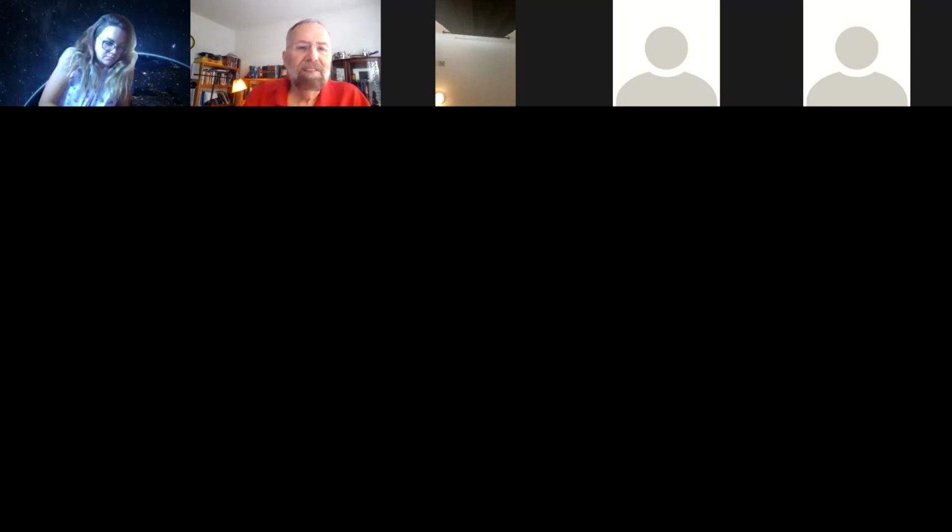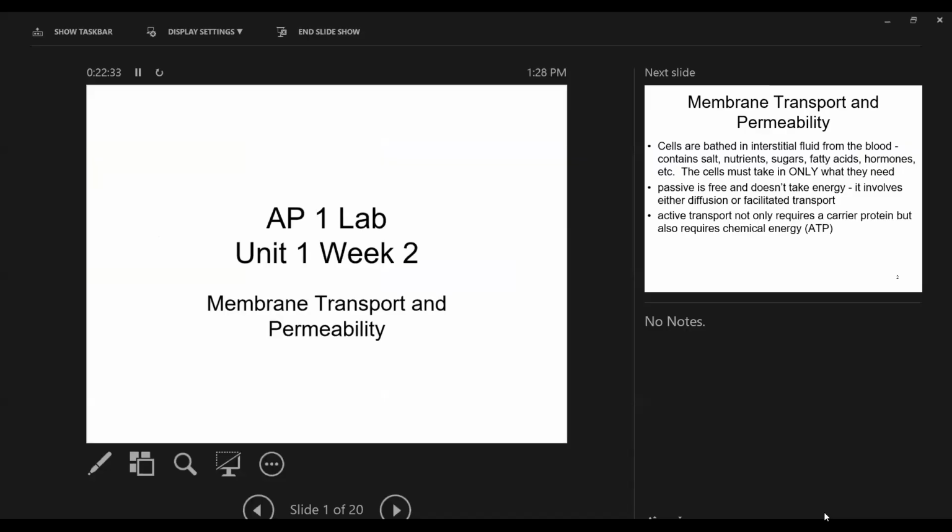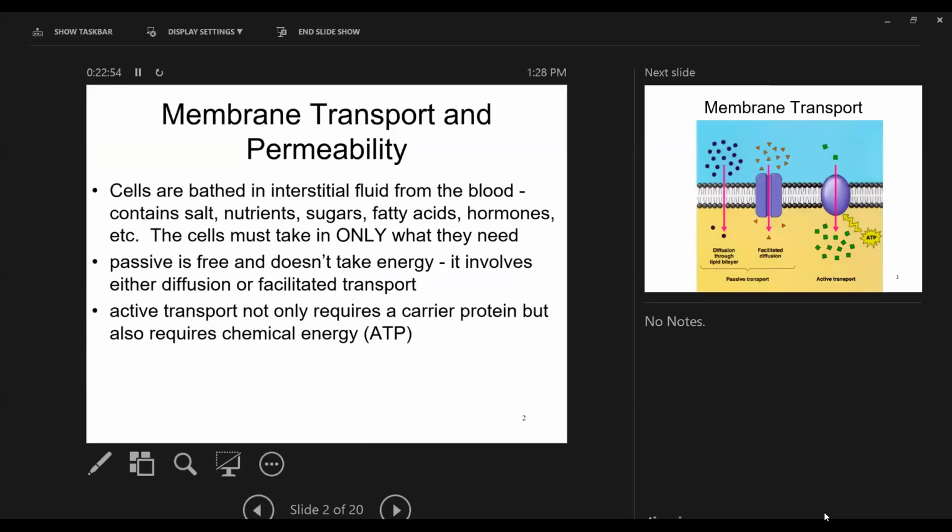Membrane transport, here we go. The other thing we want to talk about a little bit is membrane transport and permeability. I want to introduce this now because you'll hear about it again in chemistry, in lecture, and in the cell chapter too. Cells have the ability to move stuff in and out of them all the time.